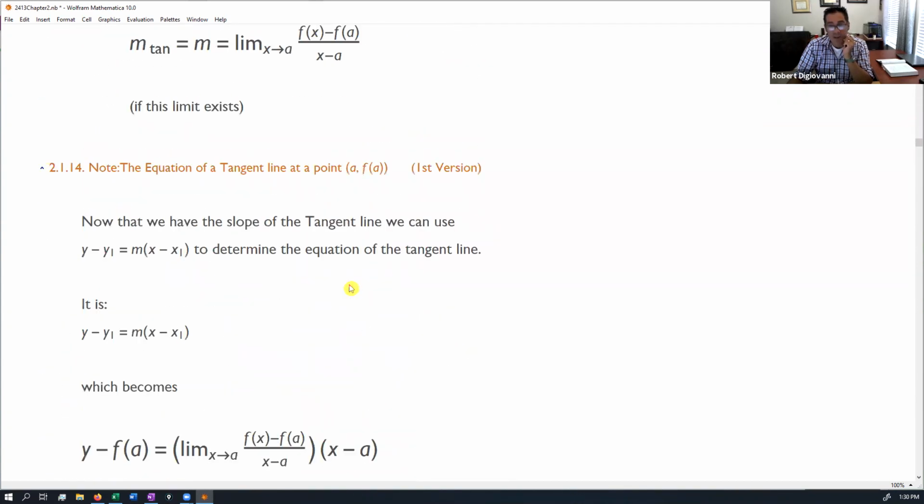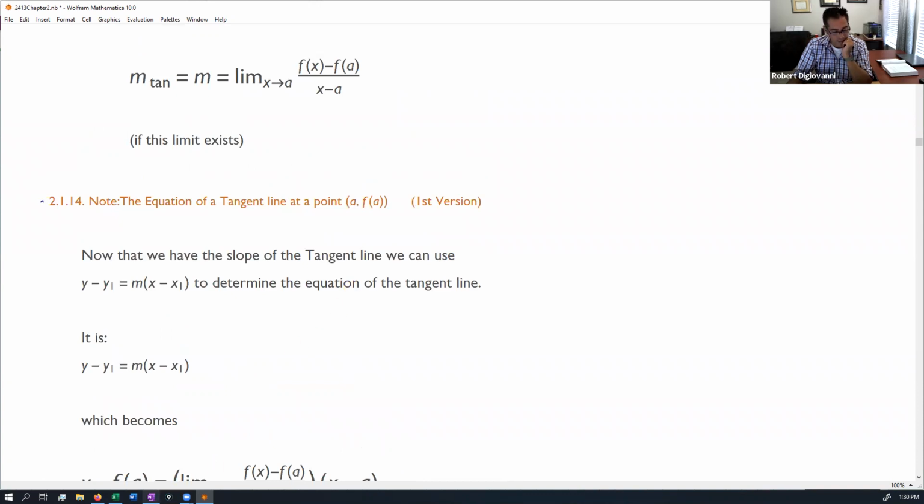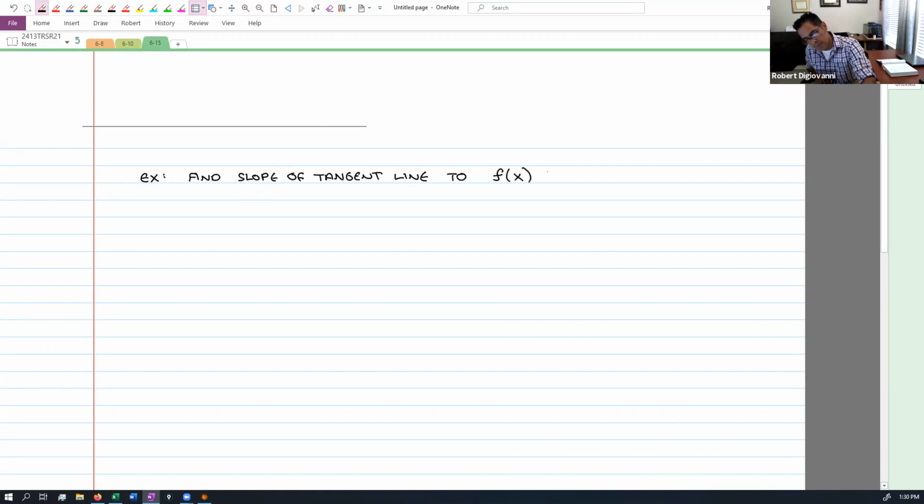Okay, let me see what I want to do here. I think I want to do an example. Okay, let's just do an example. I want us to find the slope of the tangent line to the curve f of x equals x squared plus x at x equals 3.